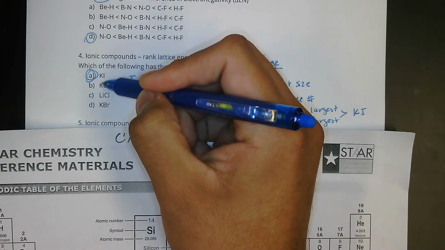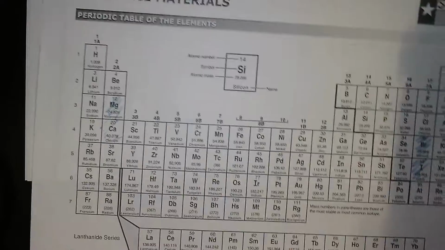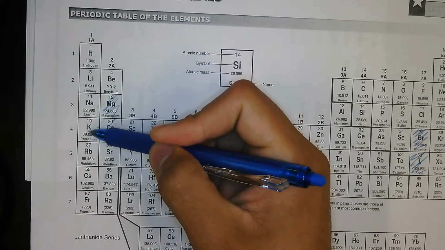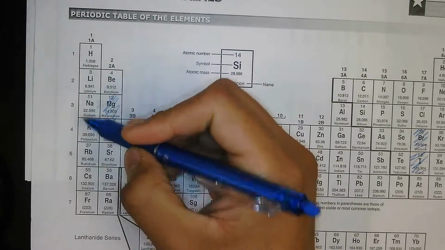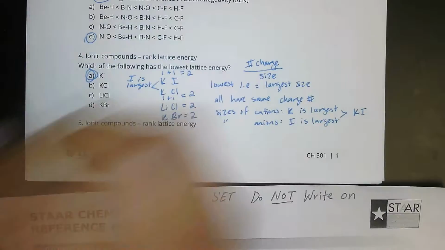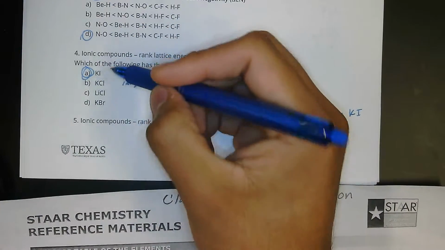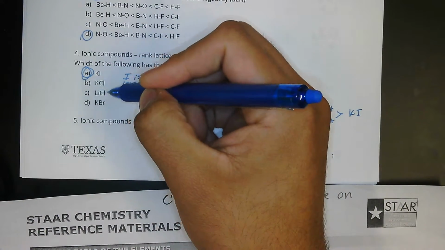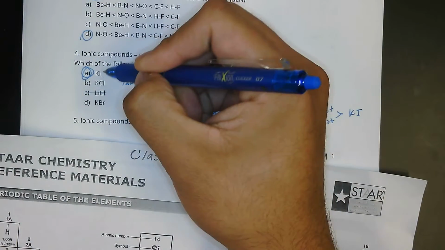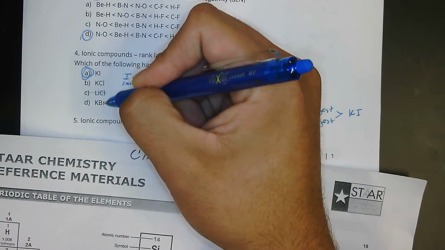If we talk about potassium and lithium, potassium is here and lithium is here. Potassium has more energy levels around it, and therefore its size is larger. So I'm going to focus on the one that has potassium as an answer, so I can cross C out because it's lithium. And now I'm stuck between iodine, chlorine, and bromine.